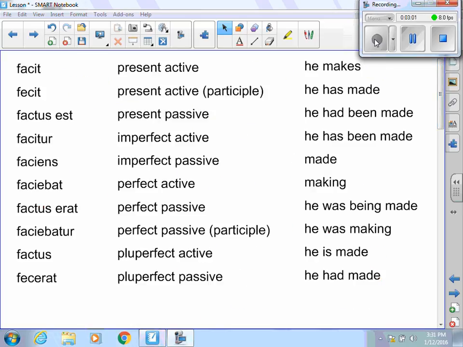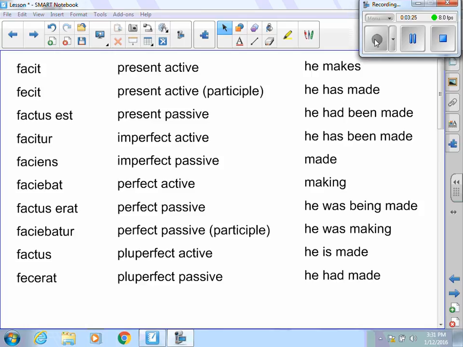Here I've made a list of all of the tenses and all of the voices. They are all third person and singular, so I didn't change the person, nor did I change the number. But I did change the tense and the voice, because I think this is the main part of your test that you're going to have to be aware of. The tense and the voice. Is it present tense? Is it perfect tense, imperfect? Is it pluperfect? Is it active?